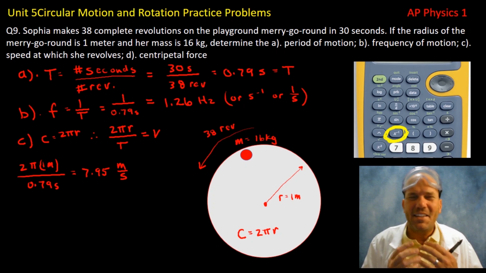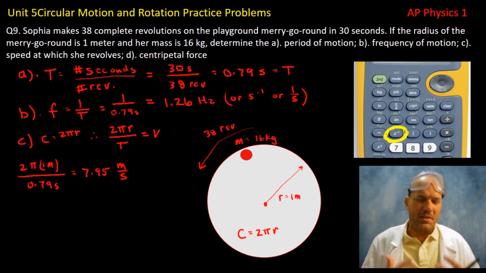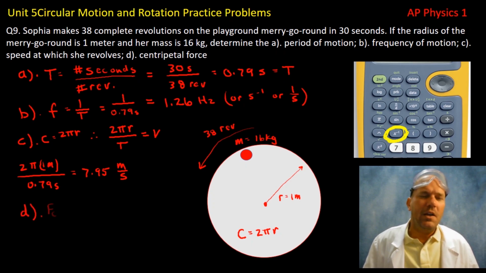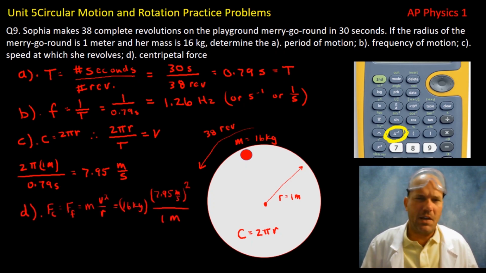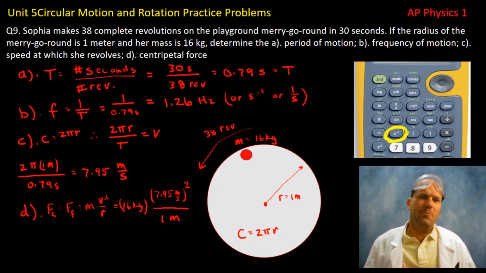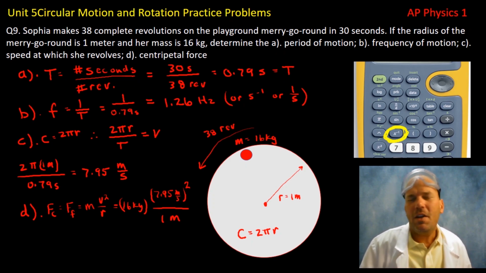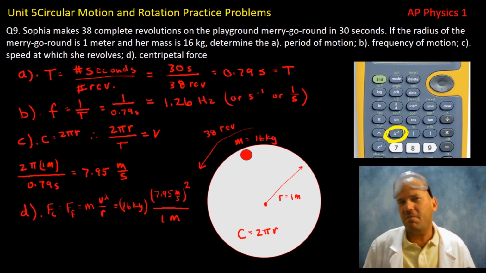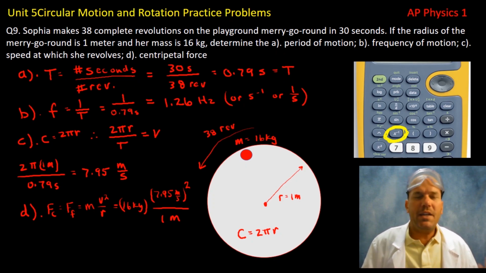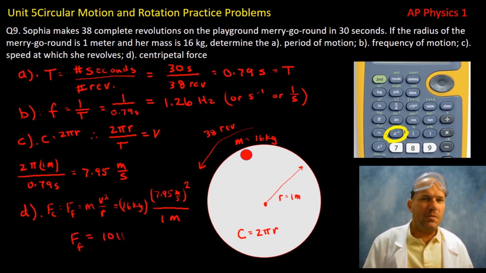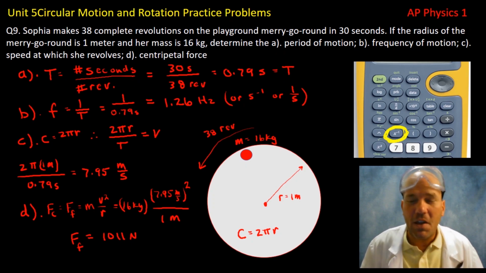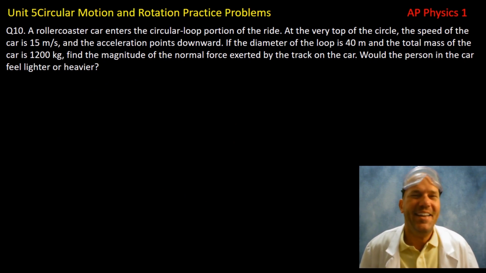And D, the centripetal force. Okay, so what is the centripetal force? Well, the centripetal force is the force of static friction. And we can calculate that now because we've found the magnitude of her tangential velocity to be 7.95. If we square that, divide it by the radius of 1 meter, and multiply that quantity by her mass, we can get the centripetal force, which is the force of friction, being equal to 1,011 newtons. Wow.